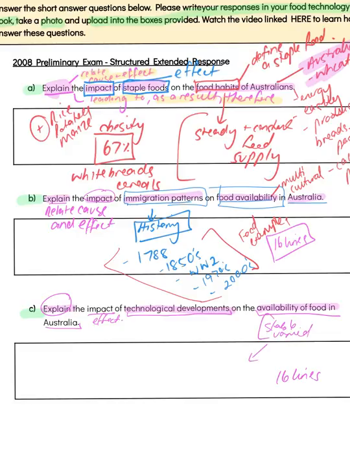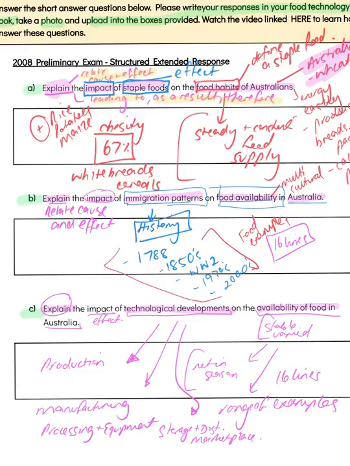Even in times when food is not in season, due to technology, food is available to us. So you need to include a range of examples here. And it's important that you are talking about the technological developments that we've covered in our lectures so far.